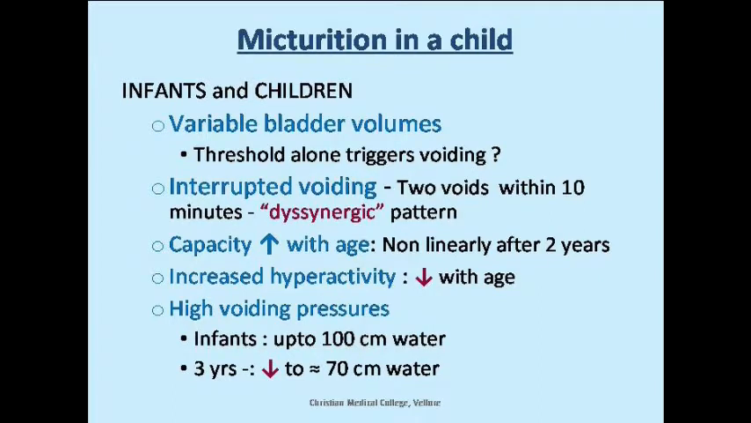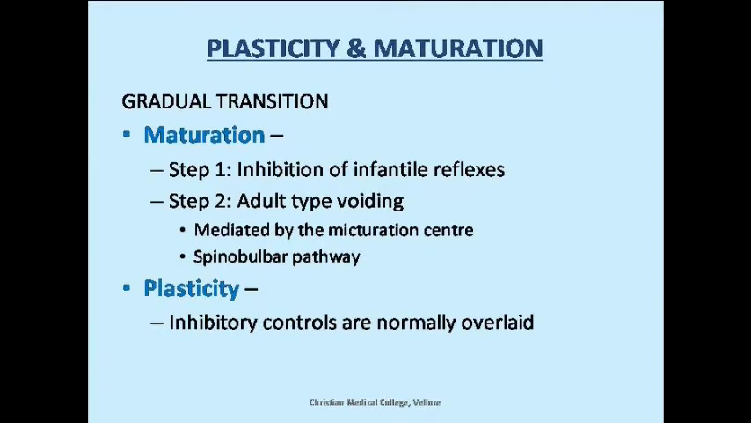So these changes are definitely important, apart from the fact that the transition of a child voiding to an adult occurs with overlaying of the so-called cortical inhibitory influences over the sacral micturition center, and there is evidence that the infantile reflexes still persist and can get unmasked during adult life and may be responsible for some of the problems which we see later in adult life.